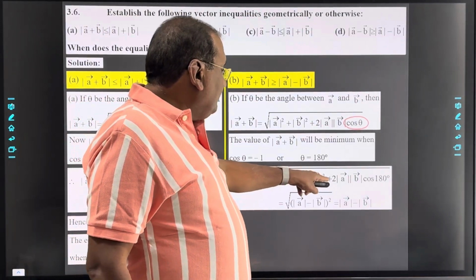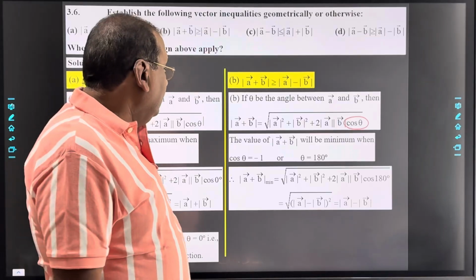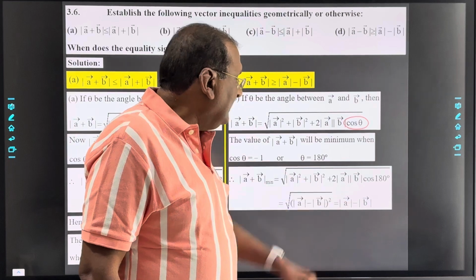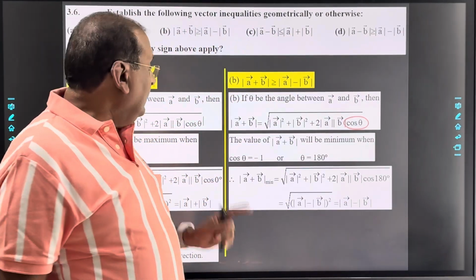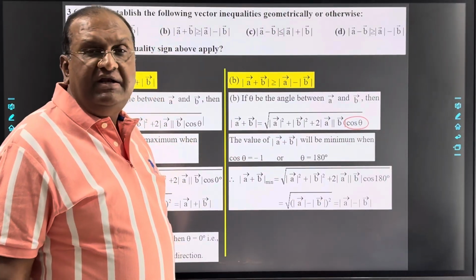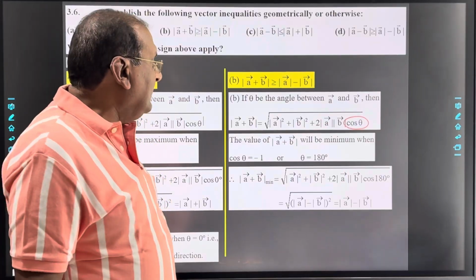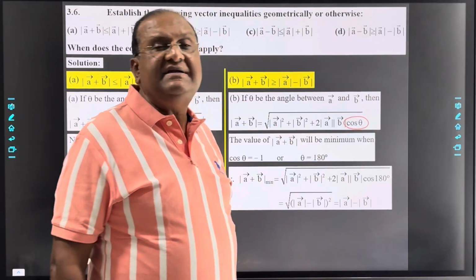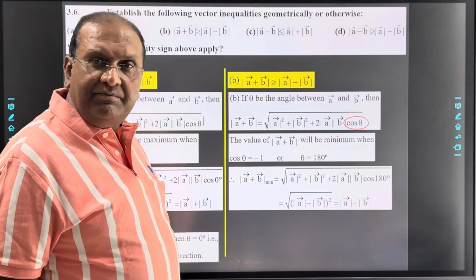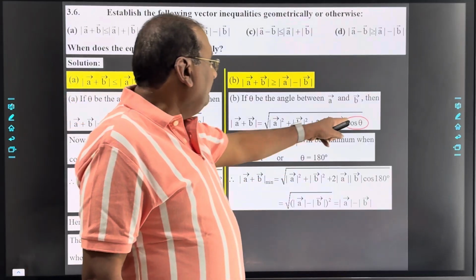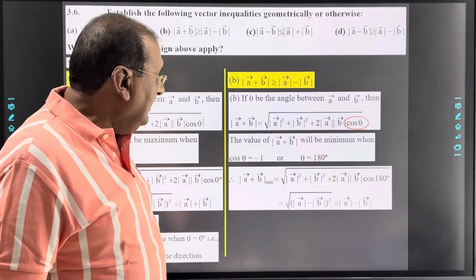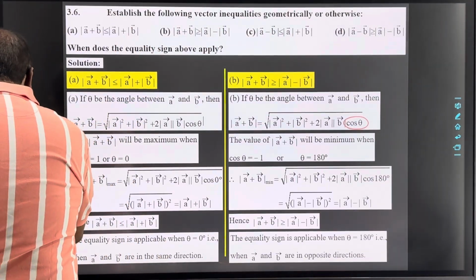So a square plus b square minus 2ab, but that is equal to under root (a minus b) whole square. So we can write that is magnitude a minus magnitude b. Now the minimum value of magnitude a plus b is magnitude a minus magnitude b. It implies that for any other value of theta, this will be greater than a minus b. And here for the value of theta equal to 180 degrees, the equality sign will be applicable. Clear to all of you?